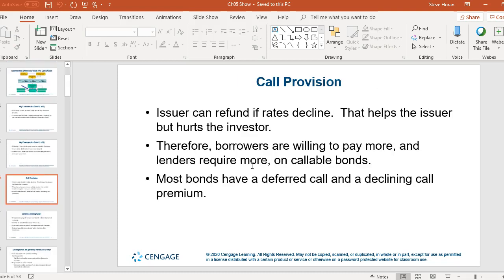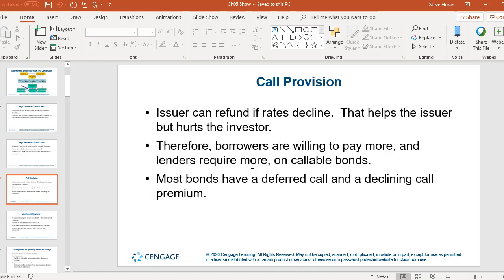So a call provision is when a bond issuer, a corporation issuing bonds, basically says in the contract that I, as the issuer, and you, as the students, are the people who bought the bonds from me, but I put in the bonds a call provision. And you would know that. I mean, that wouldn't be a secret. You would know that when you bought the bond.